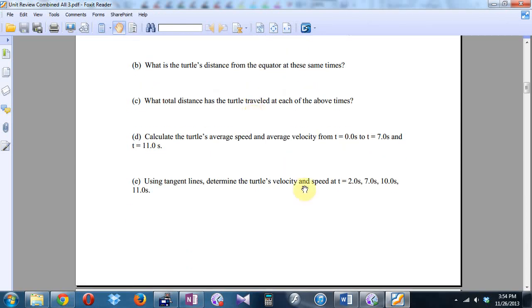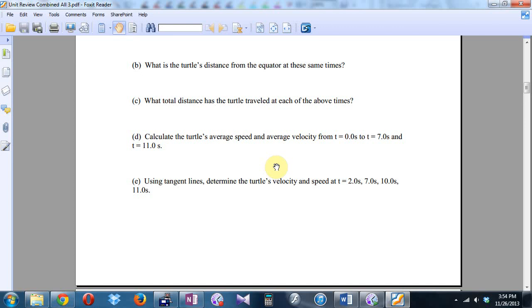Okay? Then I did average speed and average velocity. Average speed is distance over time. Average velocity is displacement over time. And now that I'm looking at this, I think I did my displacements wrong, so I'm not going to show you my answer keys. My answer key might be wrong, but I'll fix that later.